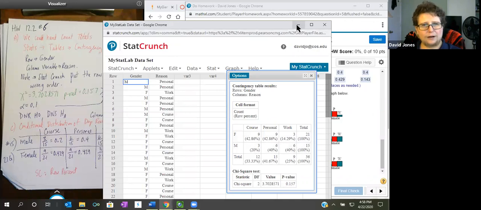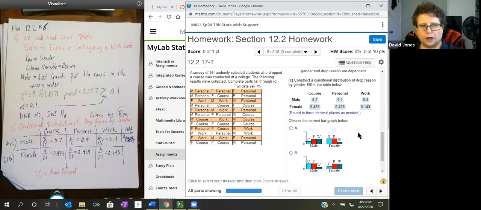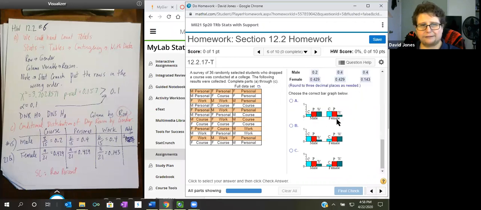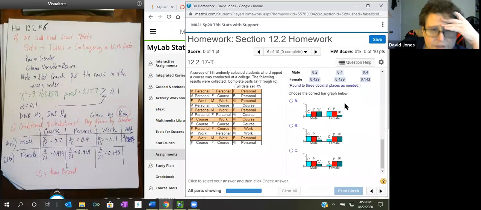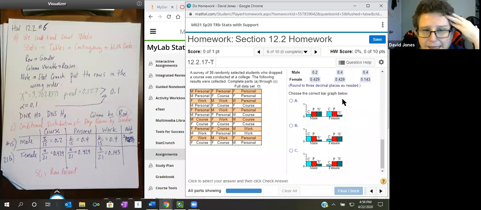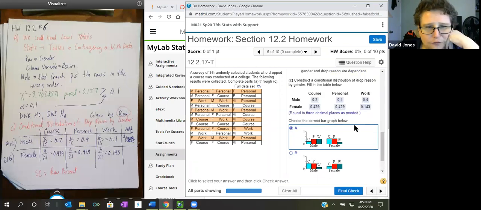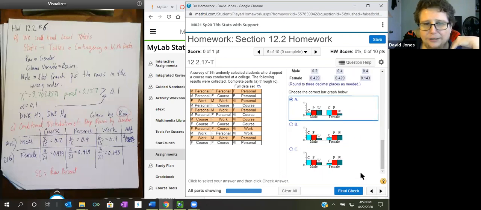And now what do they want us to do? Choose the correct bar graph, and it's broken down into male and female. So the personal and work height for men should be the same height, and it should be the tall one. That's A. Does that match with the females? Females is the second group. Course and personal, C and P, should be the same height, and work is about a third as tall. That looks like that works.